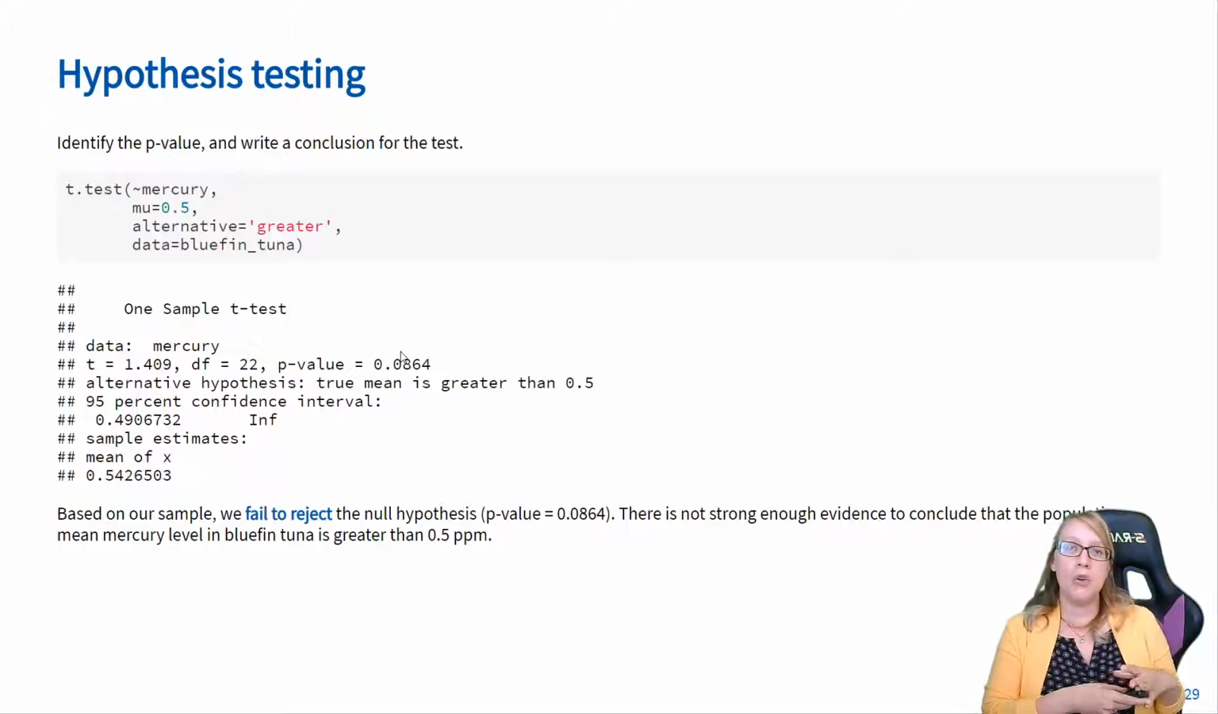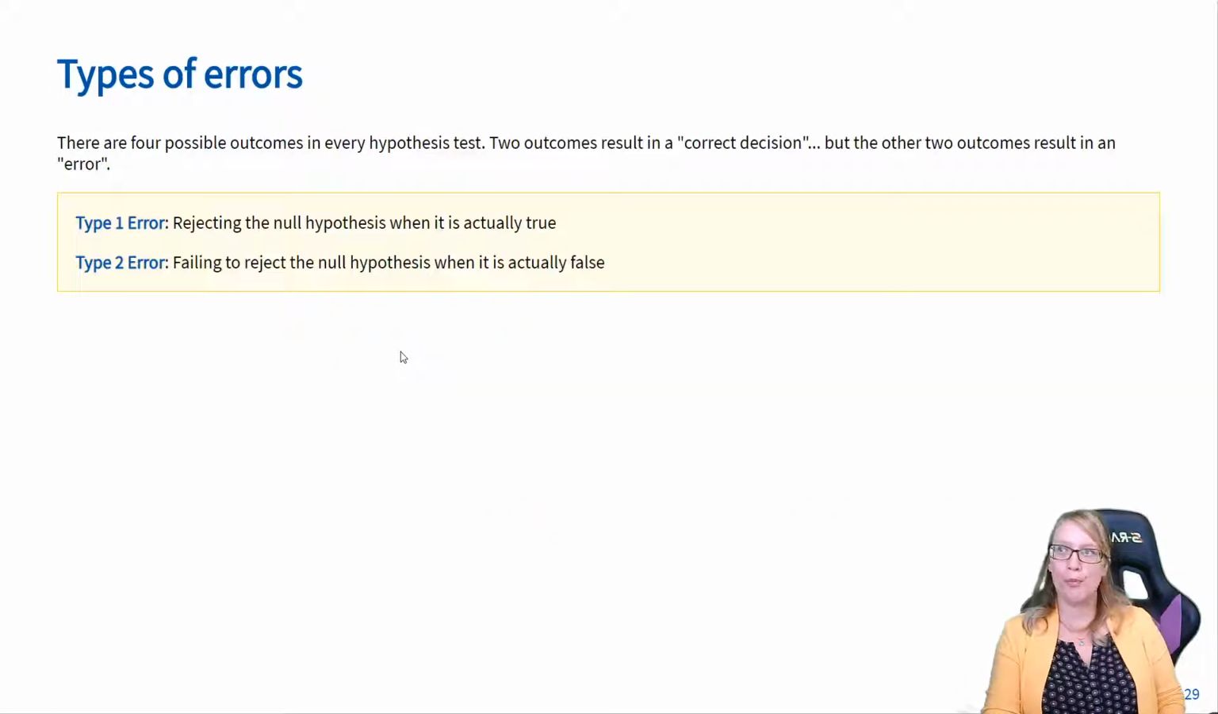Now, if we wanted to have stronger evidence, or if we wanted to improve our decisions, we might consider taking a larger sample, because we do only have 23 fish in this data set, relatively small.